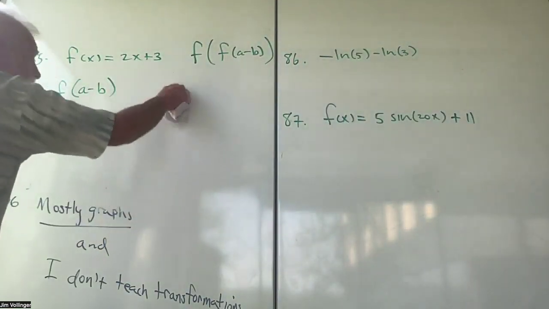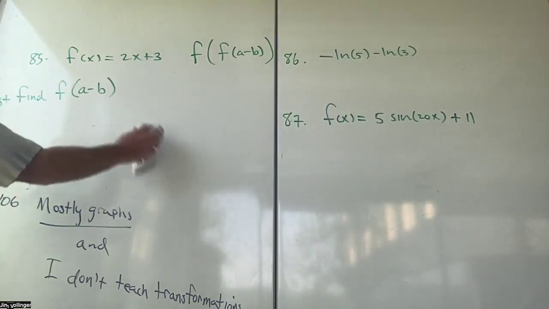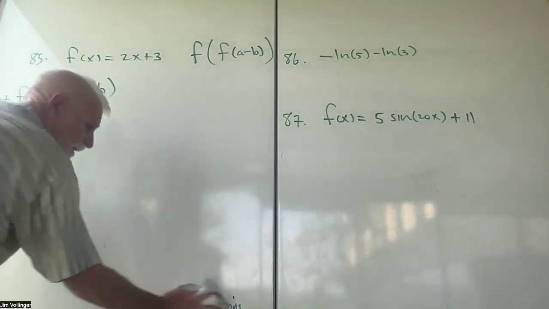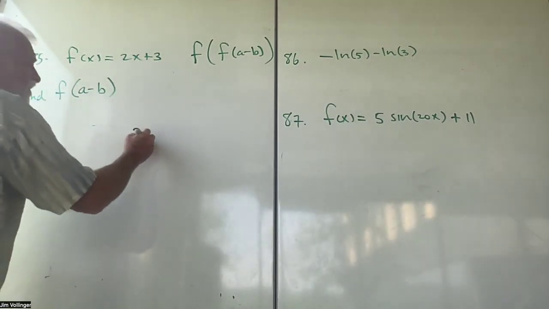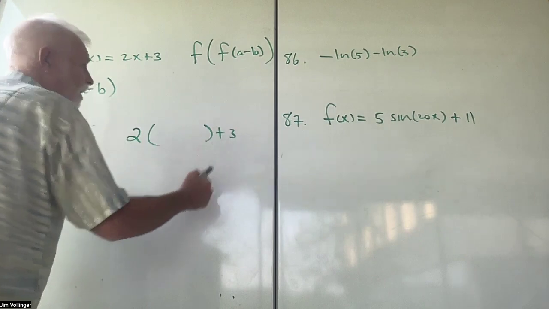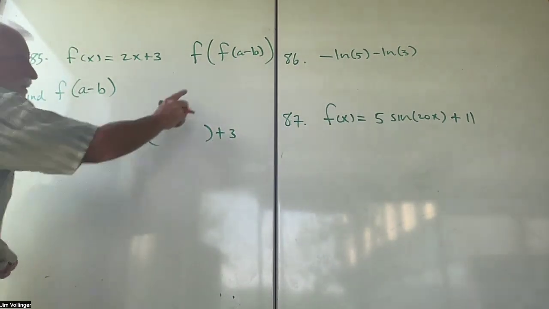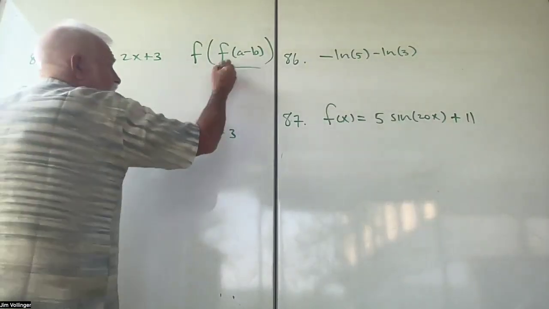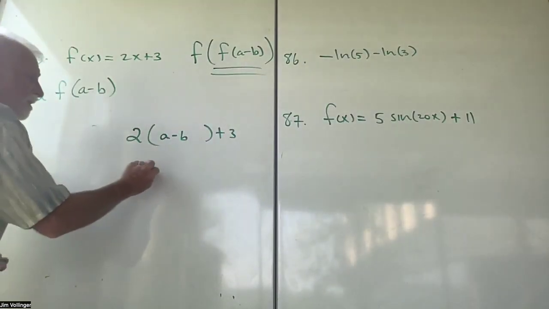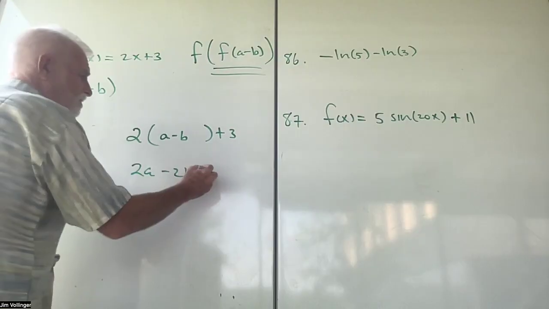And let's talk of finding f of a minus b if f of x is 2x plus 3. All right, so what is the function telling me to do? It's telling me to double and add 3. And I got to put something in to double. And in this case, it's a minus b. And so if I do that, I'm taking care of the parentheses, which gets me 2a minus 2b plus 3.